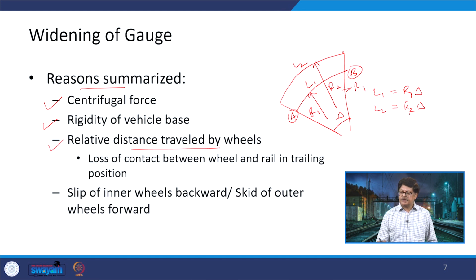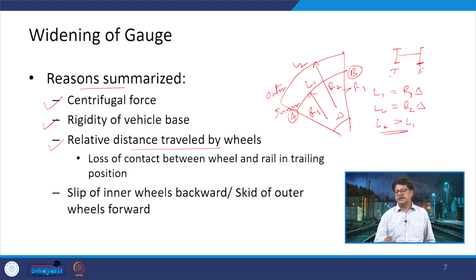Now, when R2 is greater than R1, in this case L2 is greater than L1. That means the distance which is going to be moved on the outer rail is more as compared to the distance which is being moved on the inner rail. But then how is it possible when we are talking about a system where there is a combination of axle and wheels and they have been connected together?